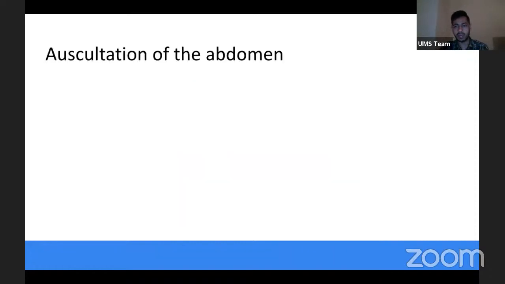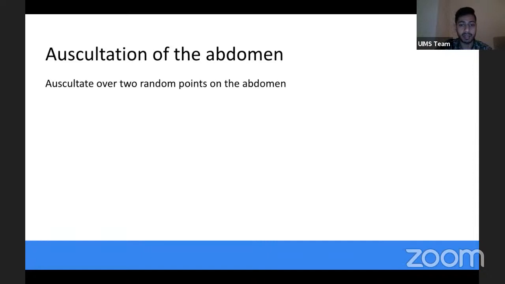All right, onto the final few topics. The penultimate one is going to be auscultation of the abdomen. Auscultation is usually undertaken over two random points on the abdomen, and this can be anywhere in the abdomen.